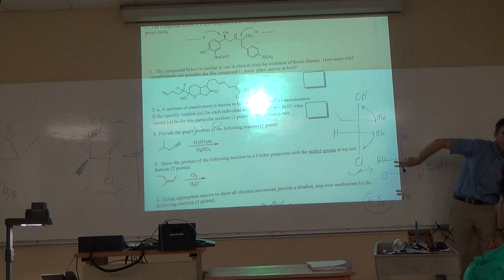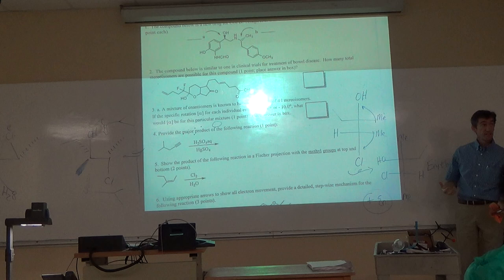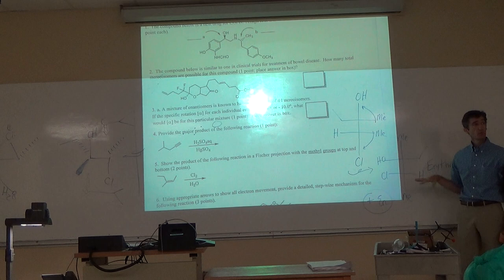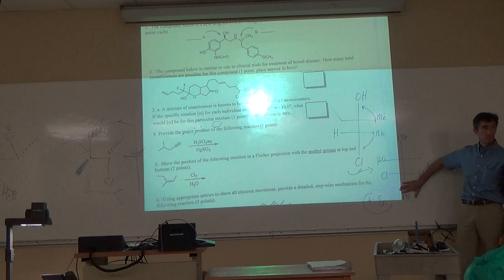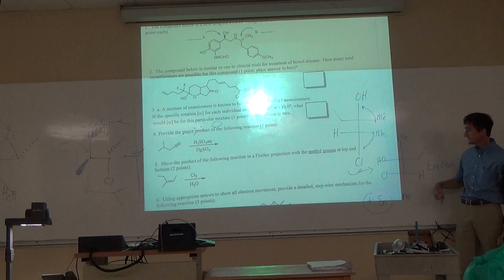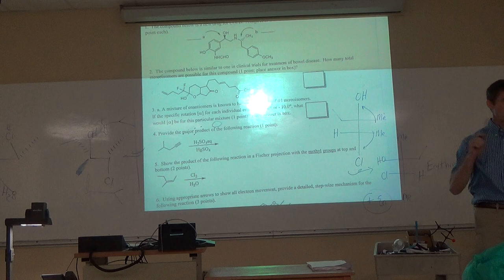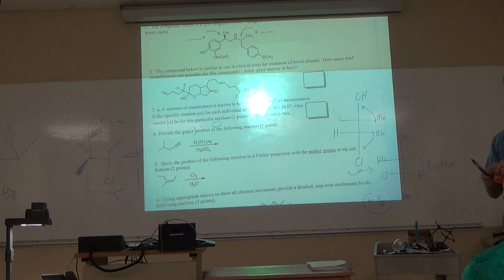So as you're looking at it, you now have to assume that methyls are coming forward. But the fissure means that they're going back. So you cannot just flip this like this. Doing that gives you the mirror image. And again, in this case, it's actually okay because either works. But you could get messed up at some point with other types of questions. All right? Understand?